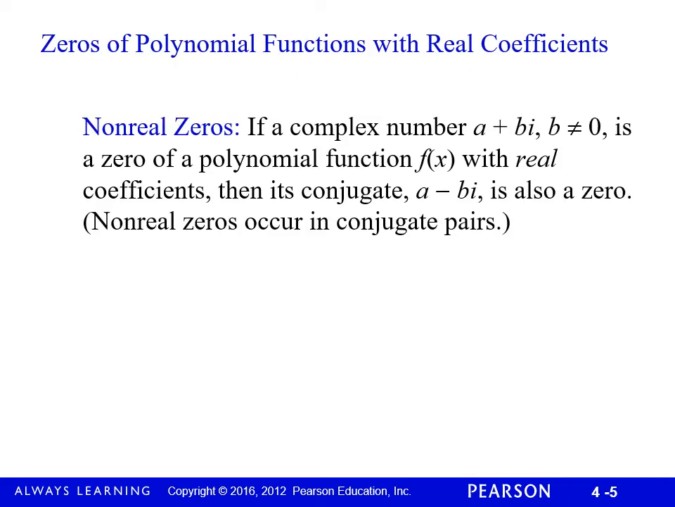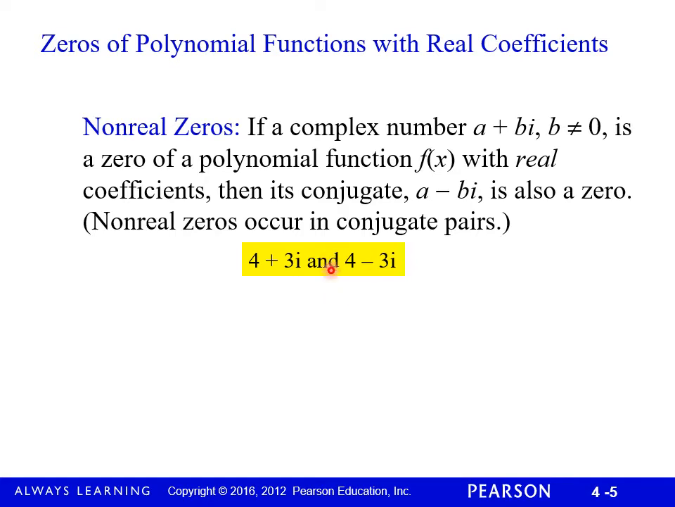Zeros of polynomial functions with real coefficients. Non-real zeros. If a complex number, a plus bi, where b does not equal 0, is a zero of the polynomial function f of x with real coefficients, that just means a and b are numbers, then its conjugate, remember conjugates are one's a sum and one's a difference, a minus bi is also a zero. Non-real zeros occur in conjugate pairs. For example, if 4 plus 3i is a 0, then 4 minus 3i is a 0.